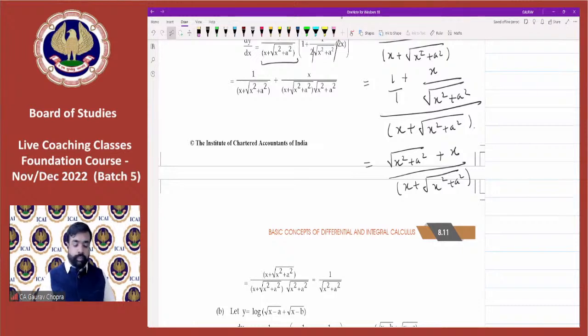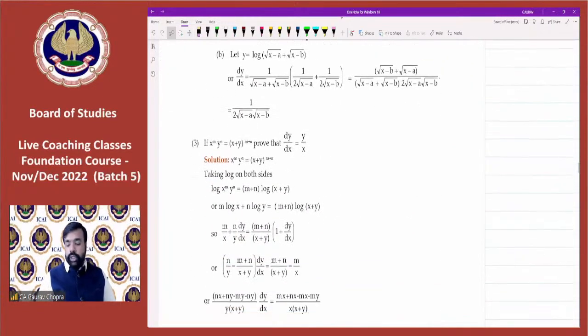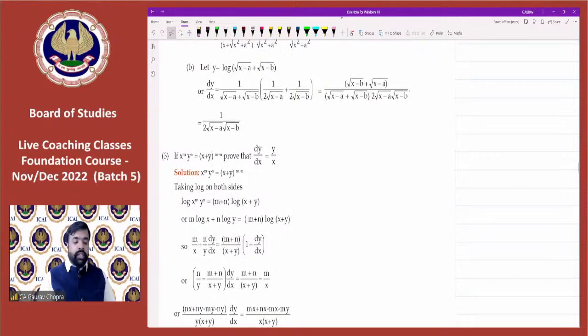All right. This was the A portion. Similarly, we can try the second one. Y is equal to log of something. So first of all, find out the derivative of log of x, that is 1 upon x. Now we have to find out the derivative of that another function. So what is the derivative of root x minus a? It will be 1 upon 2 root x minus a. And then the derivative of root x minus b will be 1 upon 2 root x minus b.